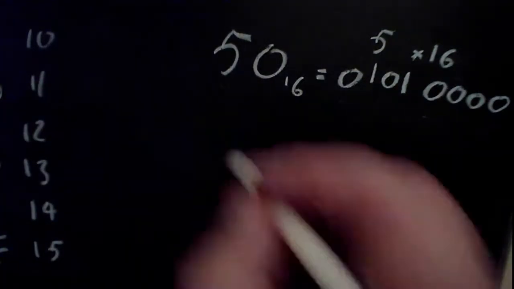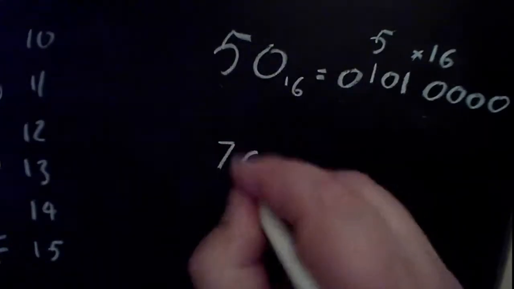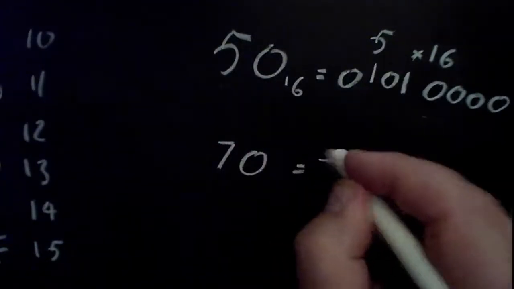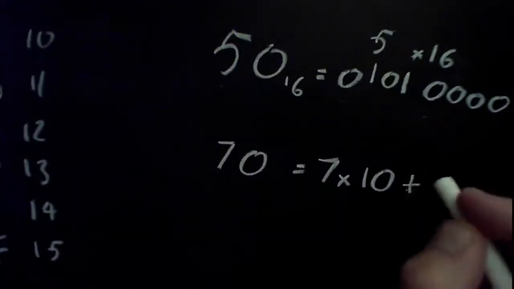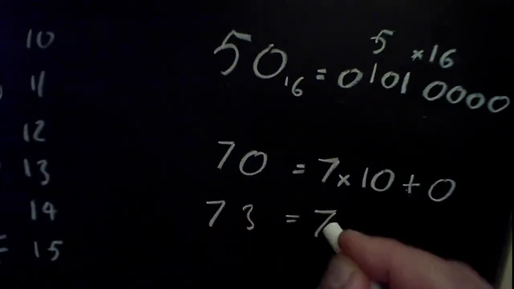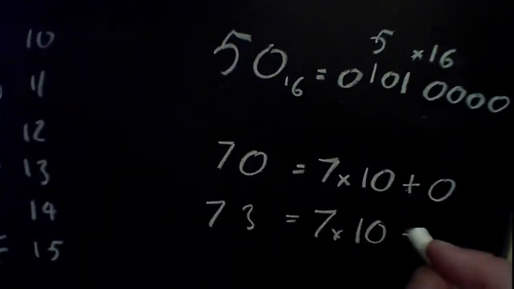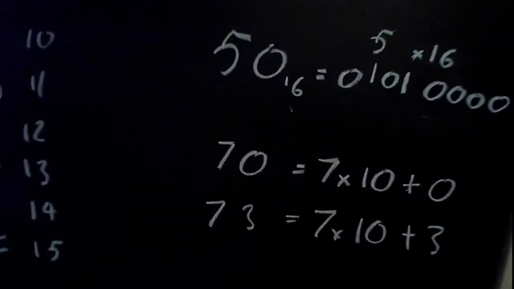It's no different from if we just got normal maths. Suppose we've got something like 70. This really is just equal to 7 times 10 plus 0. Or if we had something like 73, that really is just 7 times 10 plus 3. But because we're in base 16, we're not timesing by 10, we're times by 16 instead.